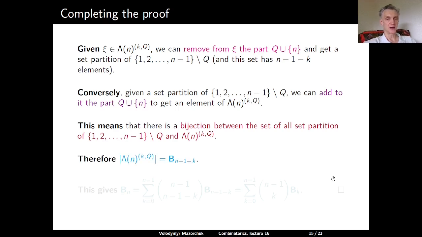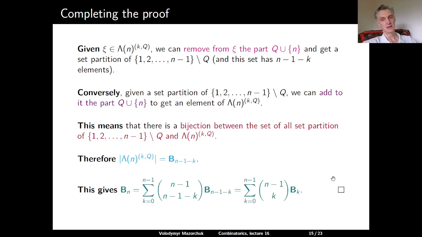So the cardinality of Λ(n, k, Q) is equal to the Bell number with index n minus 1 minus k. But this means that B_n equals the sum over all k from 0 to n minus 1 of the binomial coefficient (n minus 1 choose n minus 1 minus k) times B_{n minus 1 minus k}. And we can just rewrite it by changing k, to the sum over all k from 0 to n minus 1 of (n minus 1 choose k) times B_k, which was the claim of our statement.